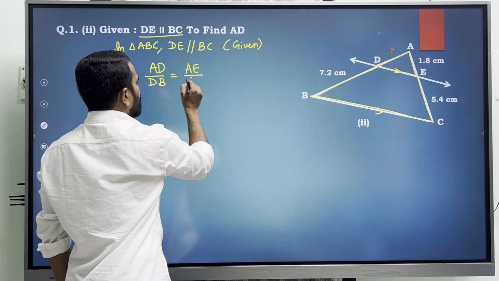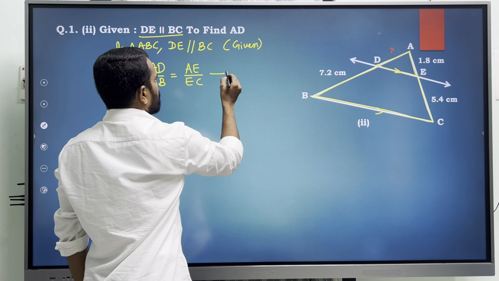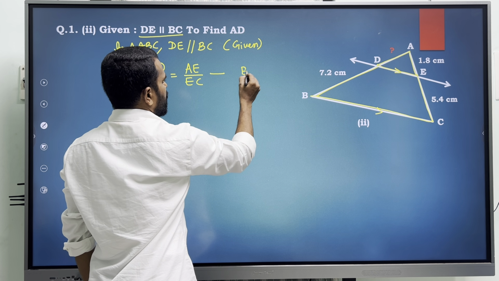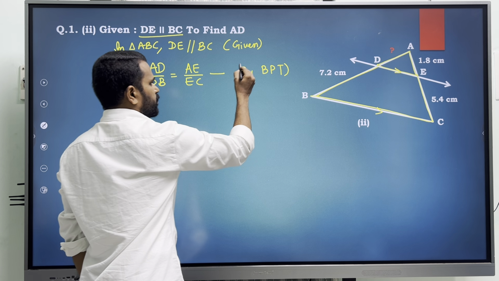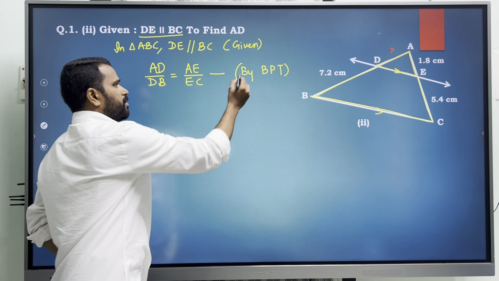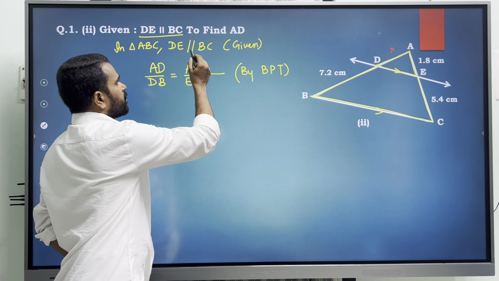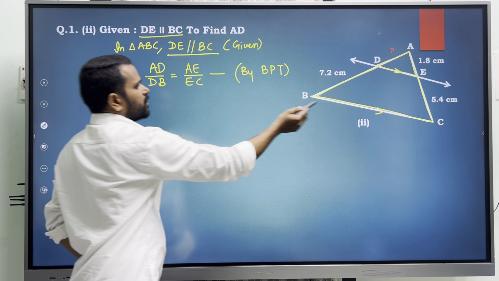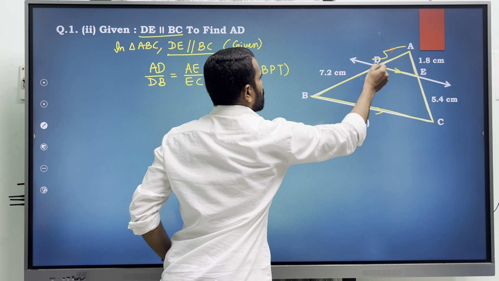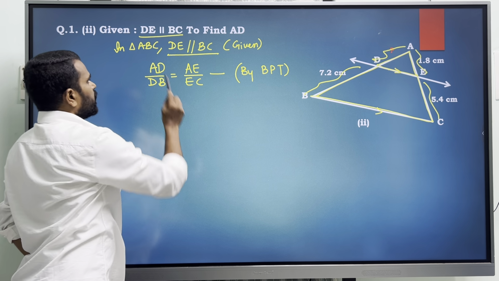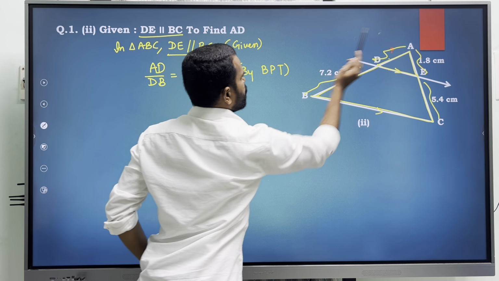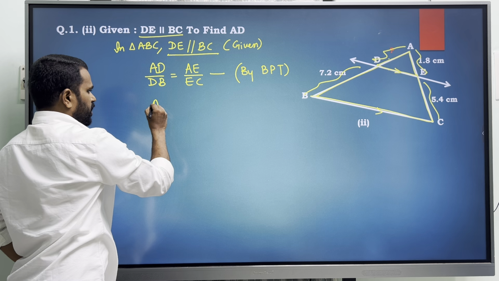AE by EC. This is from the basic proportionality theorem, BPT. You are writing this by BPT because this is parallel, so this will be in the same ratio. Now, what is the value of AD? We need to find AD. We will find AD.